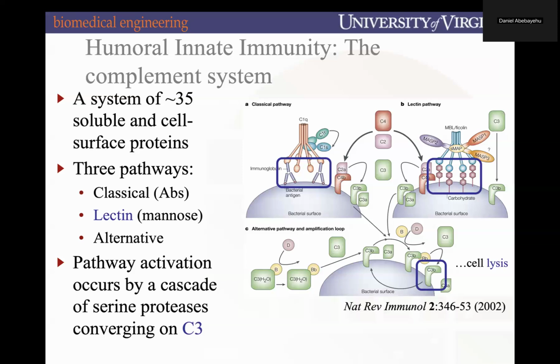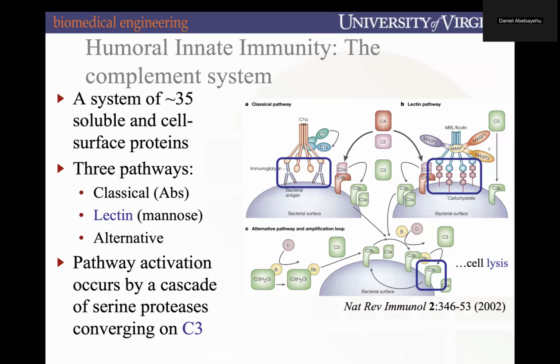Okay, so we have our classical pathway that can be antibody mediated, and our lectin pathway that's mediated by mannose binding lectin on the surface of bacteria. The alternative pathway is the last pathway that's possible here. Sometimes C3 can be cleaved into C3b via hydrolysis. There are a couple of other soluble factors in the blood, factor B and factor D.